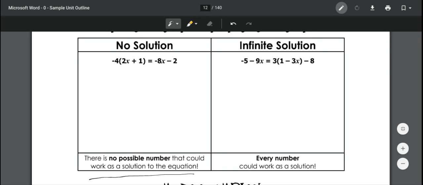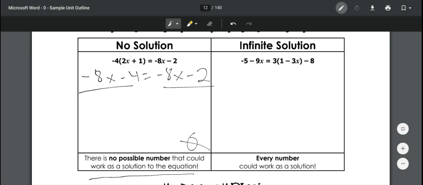So if we go to solve this one, like we always do, we have negative 8x minus 4 equals negative 8x minus 2. And right away you might notice that there's no way there could be a solution, because this side does not equal that side. Because the negative 8s are the same, but negative 4 does not equal negative 2. So you could stop right there and say that there's no solution, and you draw that null set.